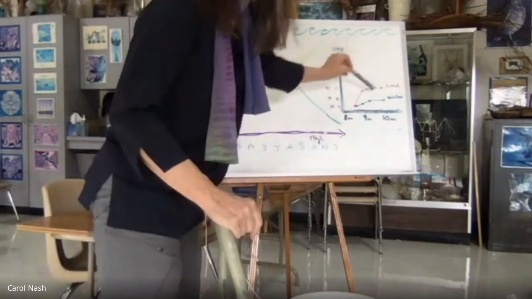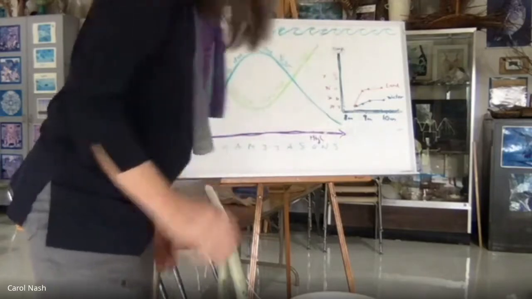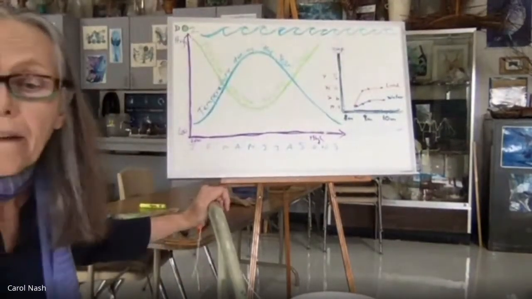So that line went way up. The water, however, has maintained its temperature. Okay. It's gone up a little bit, but much more slowly. So this demonstrates that really important property of water in that it moderates the temperature around it.